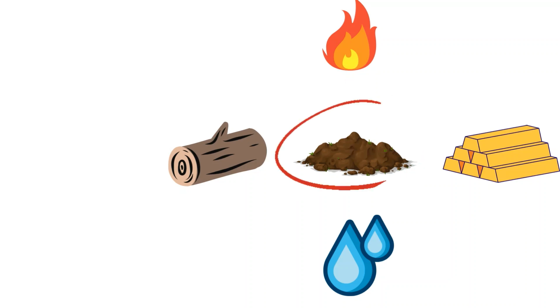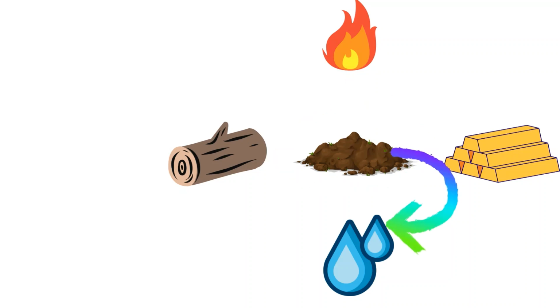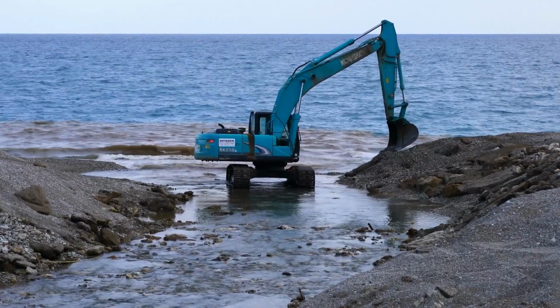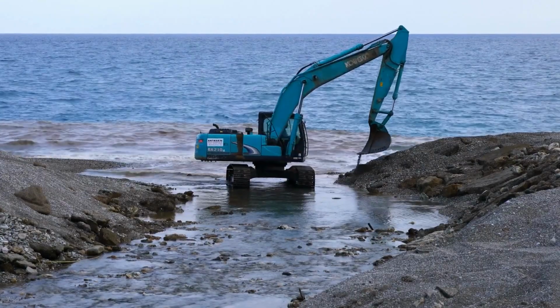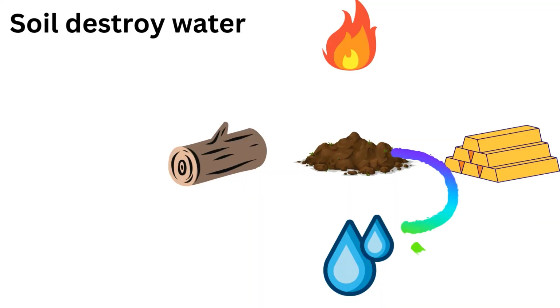How about soil? How can soil destroy water? When we see land reclamation in urban city development, we know how soil can fill the ocean. Thus, soil destroys water.